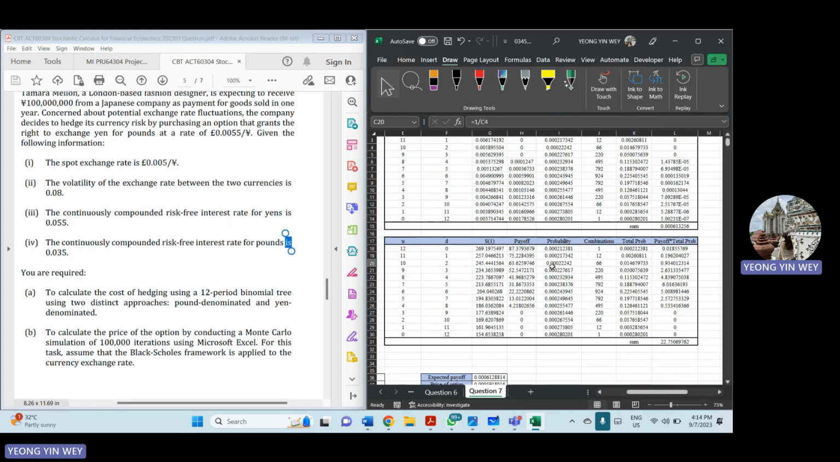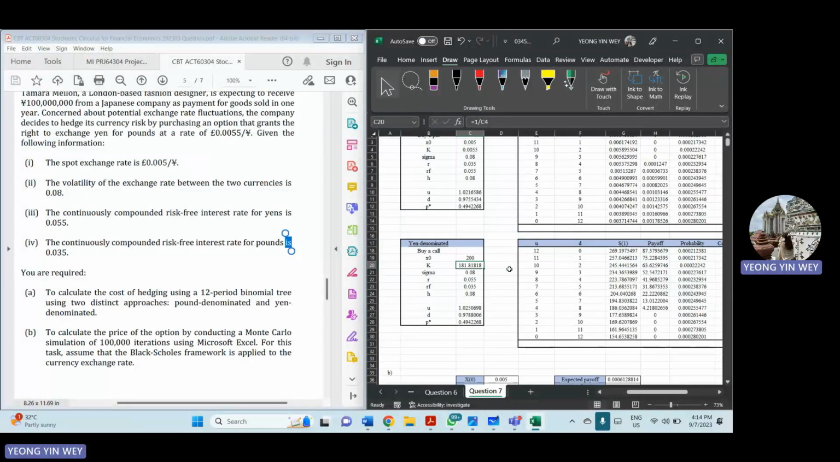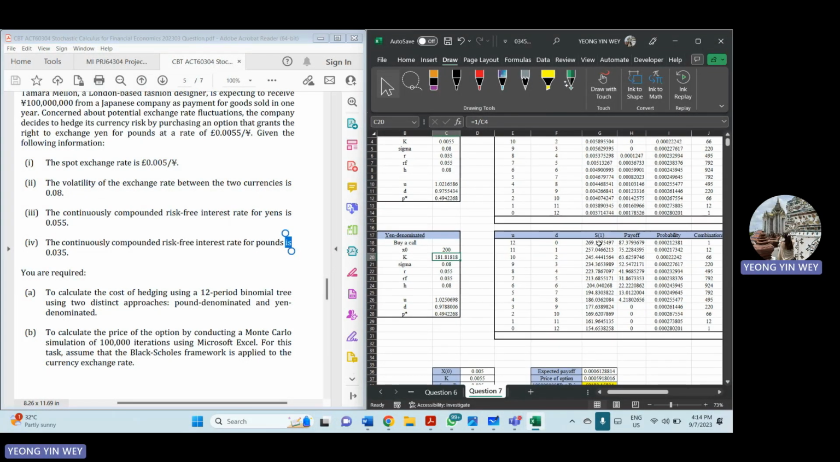Okay, so the calculation in the table will be exactly the same as the concept is the same. Just for the payoff, for this one we are buying a call. So when the stock price is higher than the strike price, we will have a payoff because we will exercise the call option, as we would like to buy using the strike price. That's why the payoff is the stock price minus the strike price. When the stock price is lower than the strike price, then we would not exercise the call option. That's why our payoff will be 0.